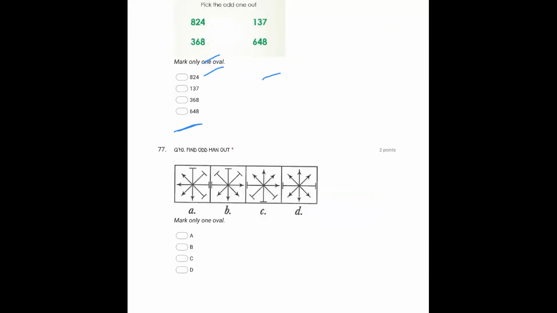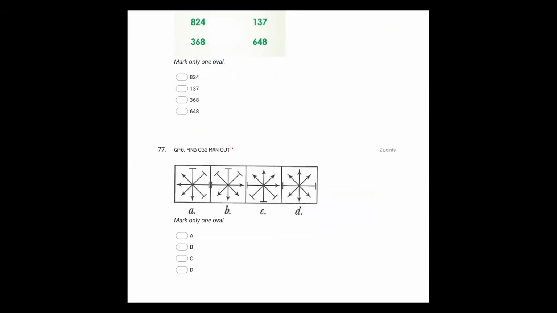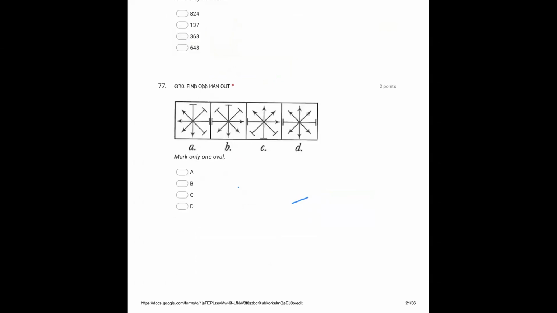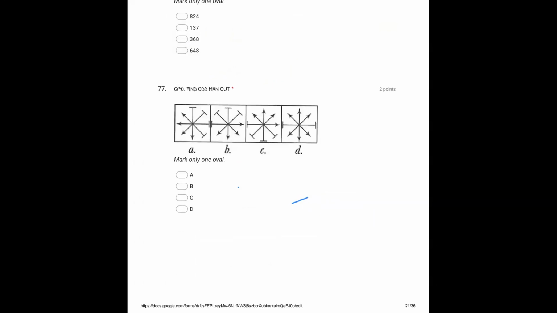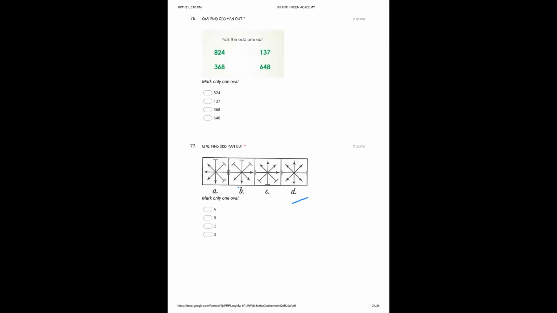Next, find the odd man out. Here, if you observe, 3 lines, 4 lines are there. 4 lines, 4 arrows. Here, 3 lines, 4 lines, 4 arrows. But here we got arrows, so many. Then the answer is D. The answer is D. Next question.